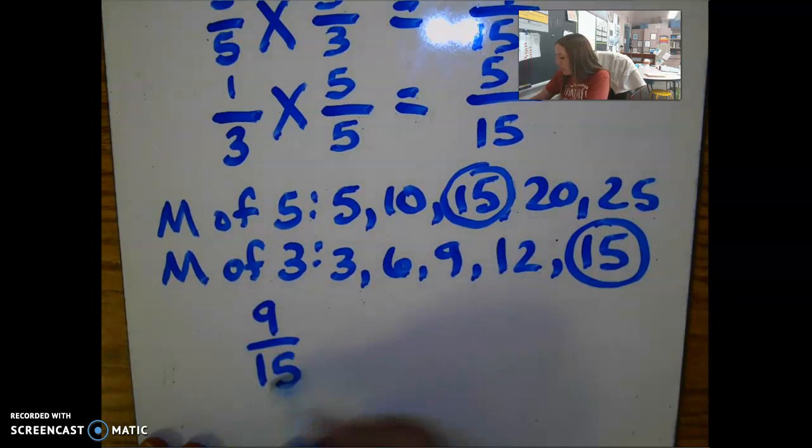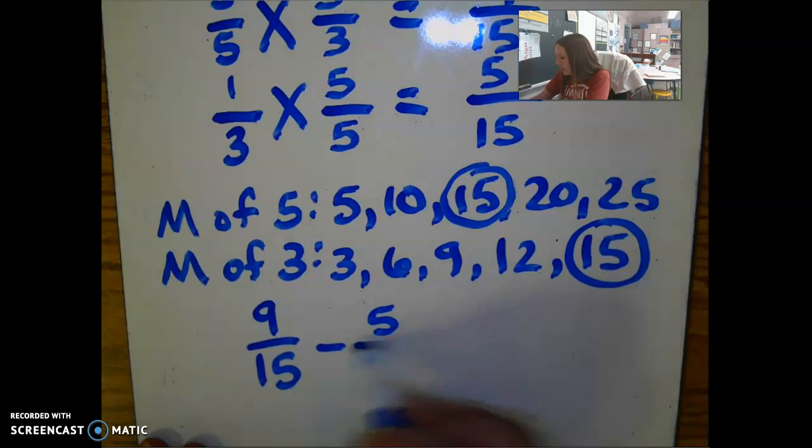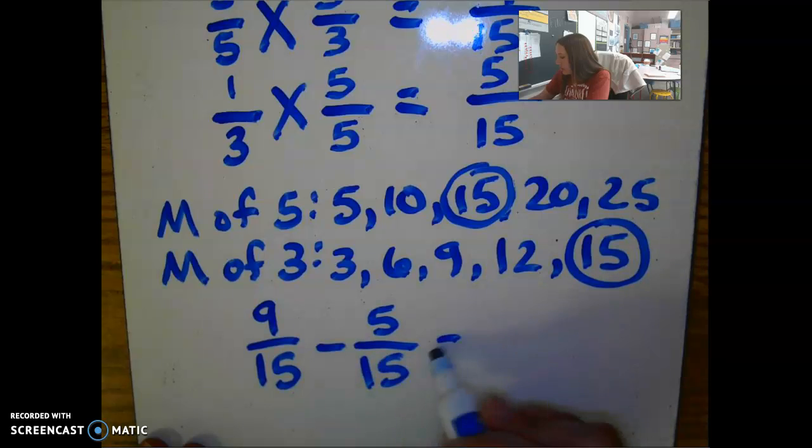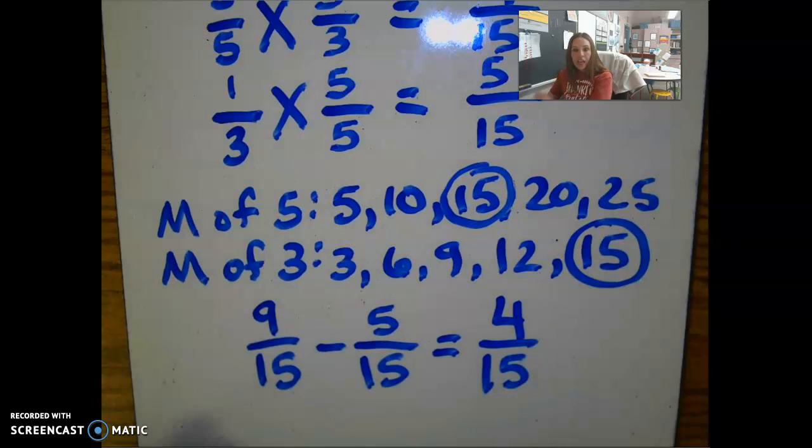Okay, so if we were going to subtract, you would say 9/15 minus 5/15 is equal to 4/15. And if you remember what I said, the reason we find the least common multiple is that is what helps us not have to simplify in the end.